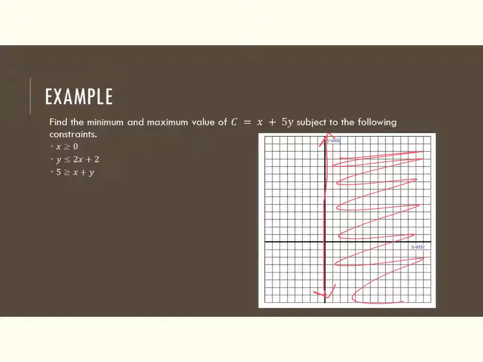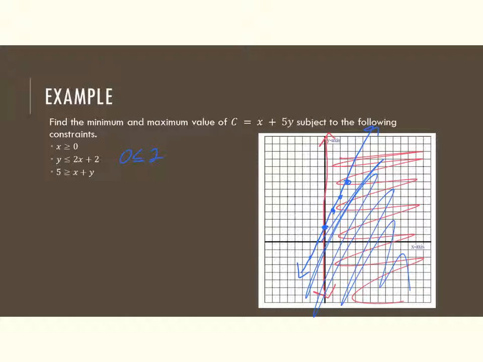Then our next one, we're going to start at 2, and we're going to count up 2 and over 1. Okay, and we're going to draw in that line. And if I plug in 0, 0, I'm going to get 0 is less than or equal to 2, which is true, so we're going to shade below that line.